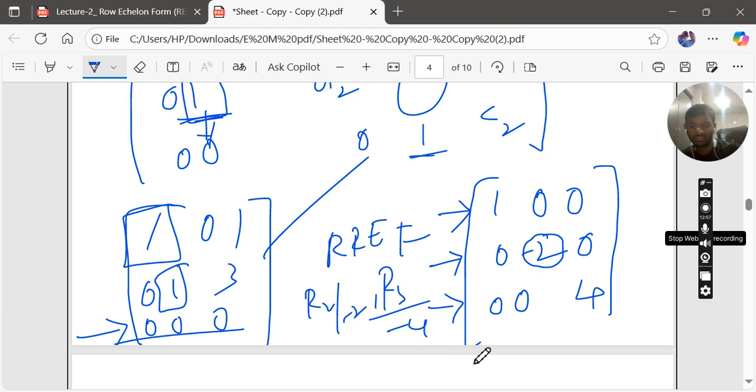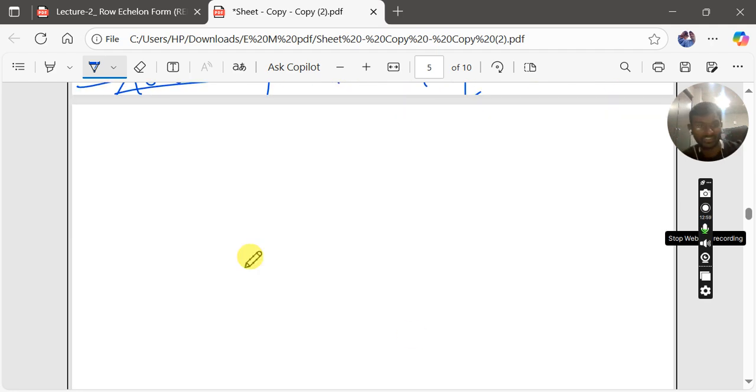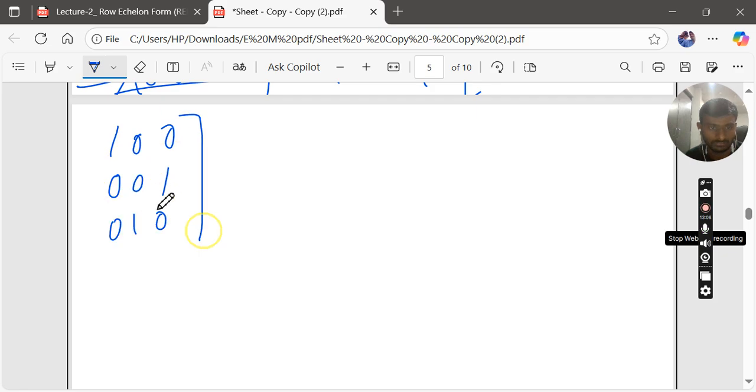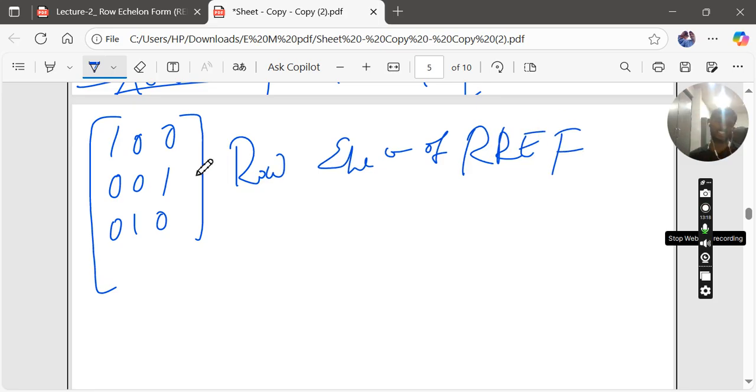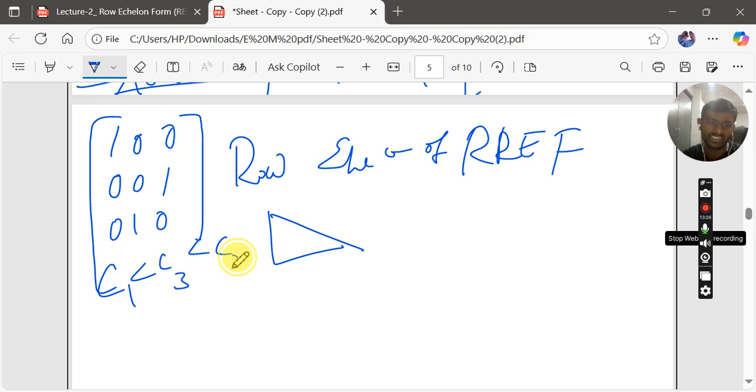Okay. Similarly, let's say we are having one more matrix: 1 0 0 and 0 0 1 0 1 0. You can see this matrix is not row echelon form, and of course it is not row reduced echelon form also. Why? Because all properties are satisfied except the upper triangular property. So here c1 is there and here c3 is there and here c2 is there.